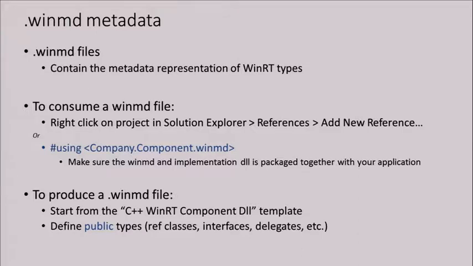So how do WinRT components expose the API surface? You know this, that it happens through WinMD metadata, and it gets generated automatically for you. You don't have to do anything, but in order for you to use that, you can do it in 2 ways. You can add references to that WinMD file in Visual Studio from Solution Explorer, or you can have this #using statement in your code, and you can use it.